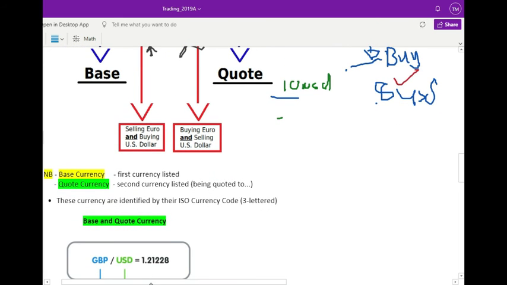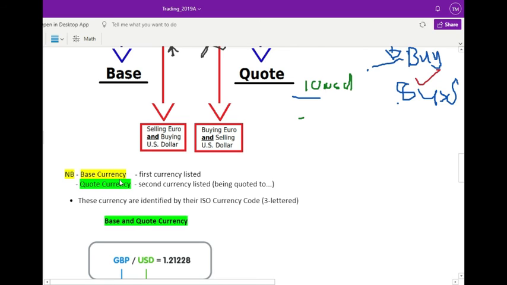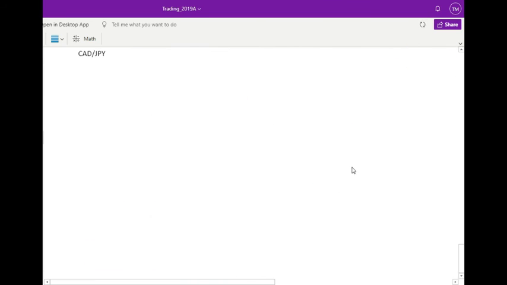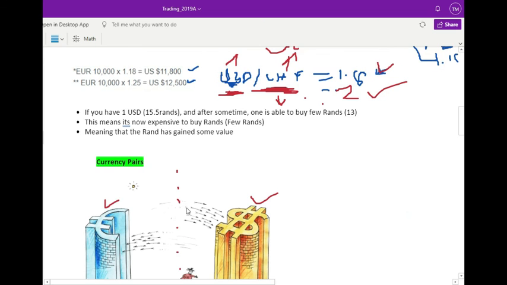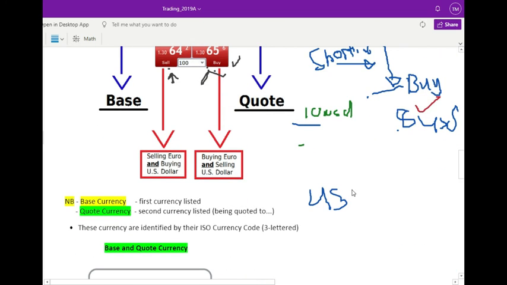So remember that base currency is the first currency that is listed. I've explained. The second one is the one that is quoted to. It's a code currency. These currencies are identified by an ISO currency code, 3 letters. That's why in most cases you see they say USD. So that's why they call it USD. This is what we call 3 letters. Currencies are quoted to 3 letters.